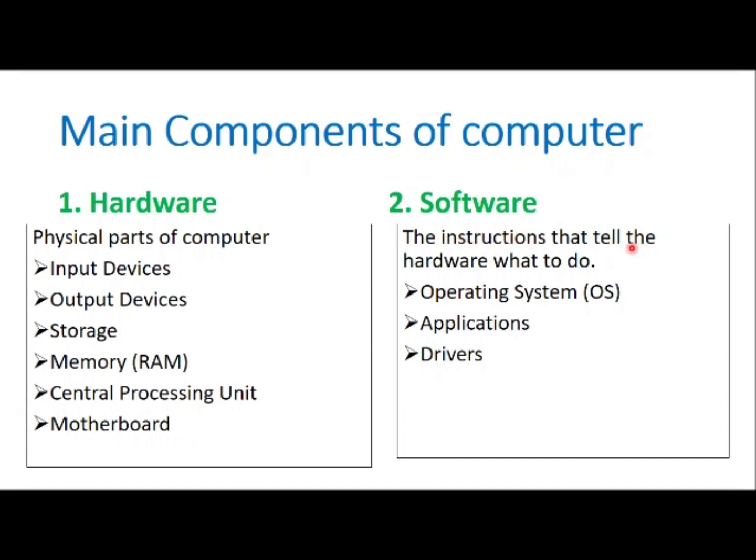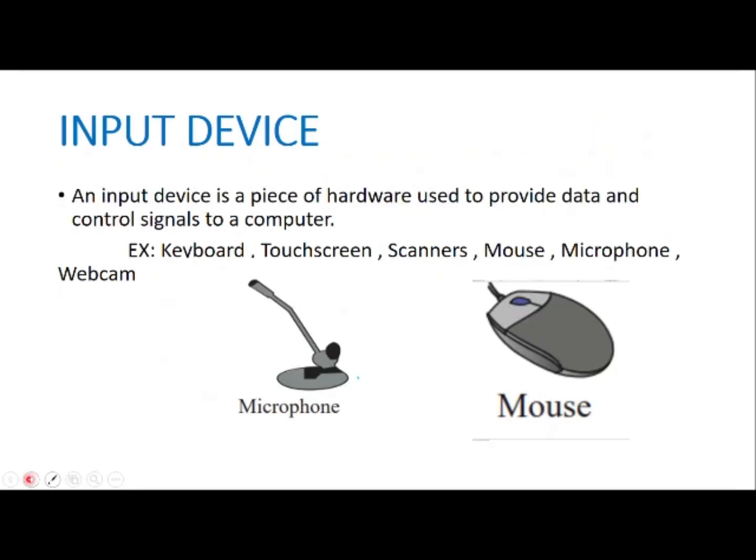Software. The instructions that tell the hardware what to do. Software gives instructions for hardware. Under software, we get operating system, applications, drivers. So what are the two main components of computer? Hardware, software. Now you know what is hardware, you know software as well.